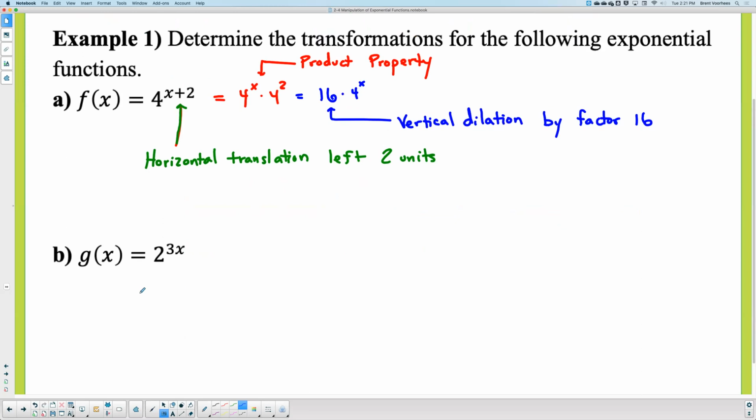G of x equals 2 to the power of 3x. What can you tell me is happening in my power right now? Multiplication. I want you to go through and look at the property that has multiplication inside the power. Find your property that has a power that's multiplying. Power property. Very good. It's the power property. We'll come back and label transformations in a second. According to the power property, what does it say you can do if you have a power that's multiplying?